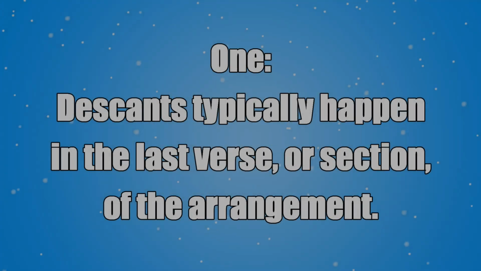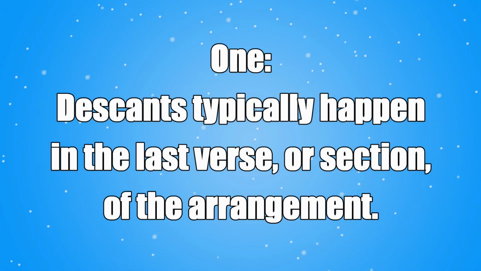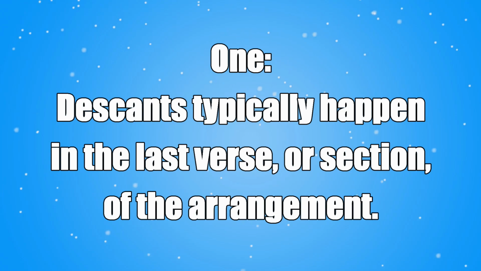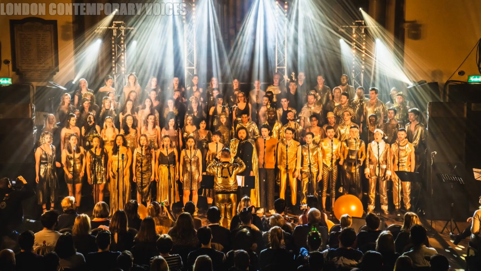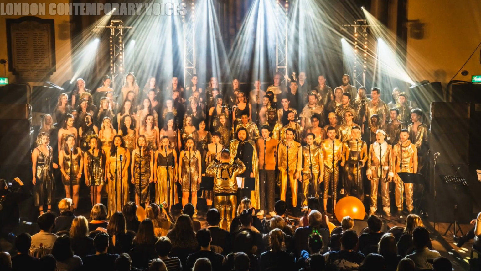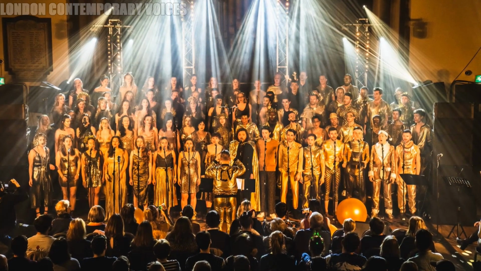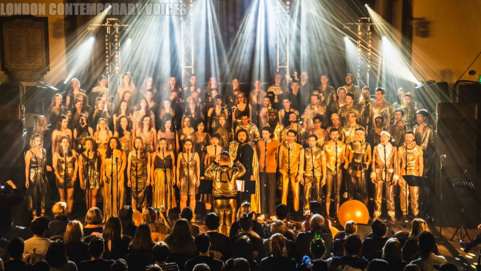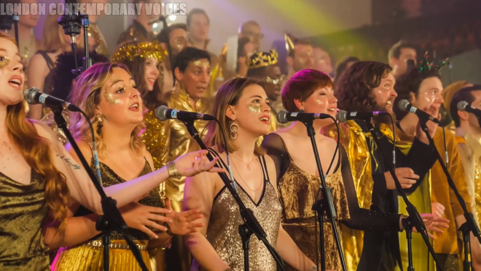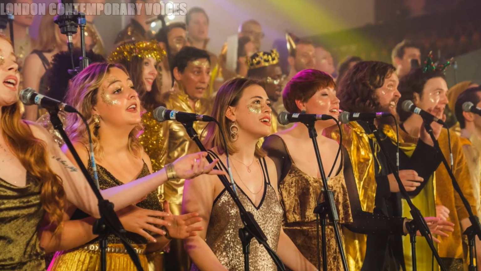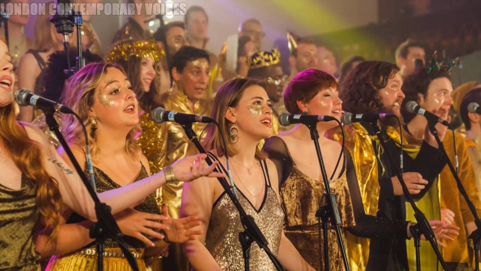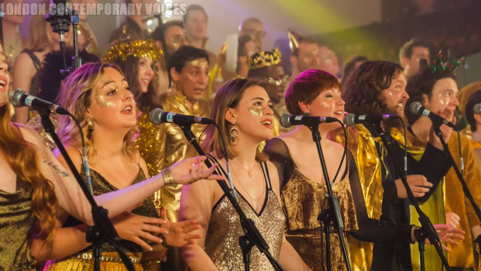One. Descants typically happen in the last verse or section of the arrangement. Normally, you'll have all other voices in unison octaves, with just sopranos, or everyone who has the range to sing it, doing the descant. It perhaps goes without saying, but the descant should reside in a fairly high range and be clearly audible over the melody.